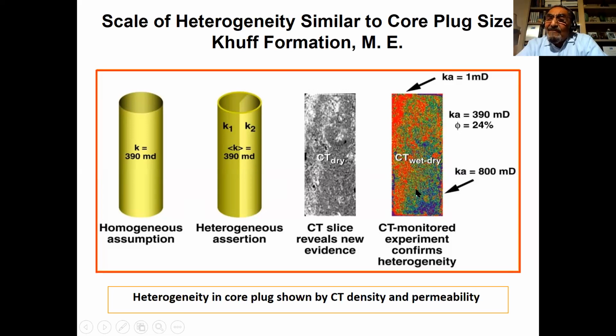So you can't just average these. These are properties that are directionally dependent. You just can't average them like that. So this shows heterogeneity in a core plug, shown by CT density and permeability in this case.